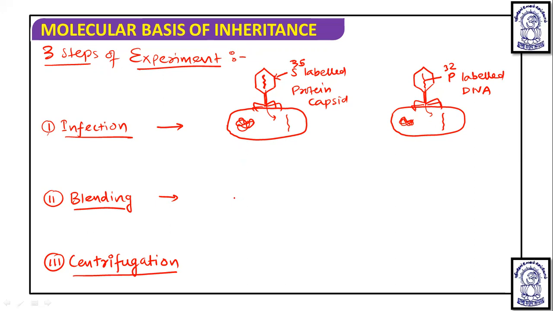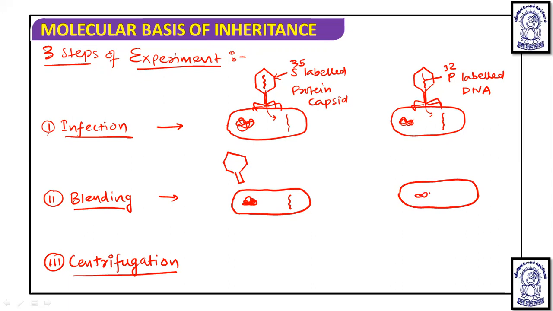So here now is a particular bacteria with its bacterial DNA and viral DNA, and the protein coat is getting separated. Now we know that the protein coat is S35 labeled and the DNA is P32 labeled. So blending is done, agitated so they get separated, and later on centrifugation is done.